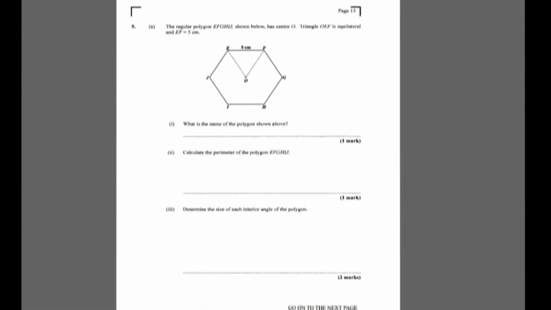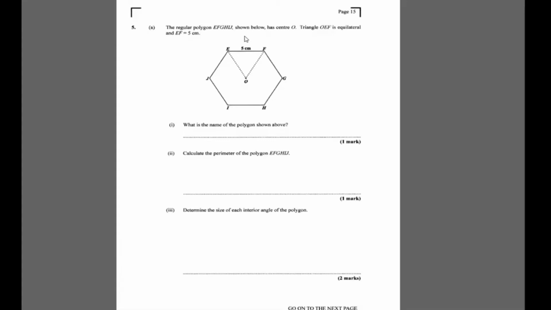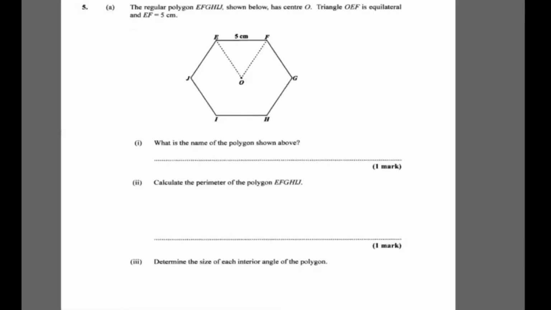Right, now time for a little bit of question 5. Regular polygon E, F, G, H, I, J, shown below, has triangle OEF equilateral and EF is 5 centimeters. It says, what is the name of the polygon shown above?